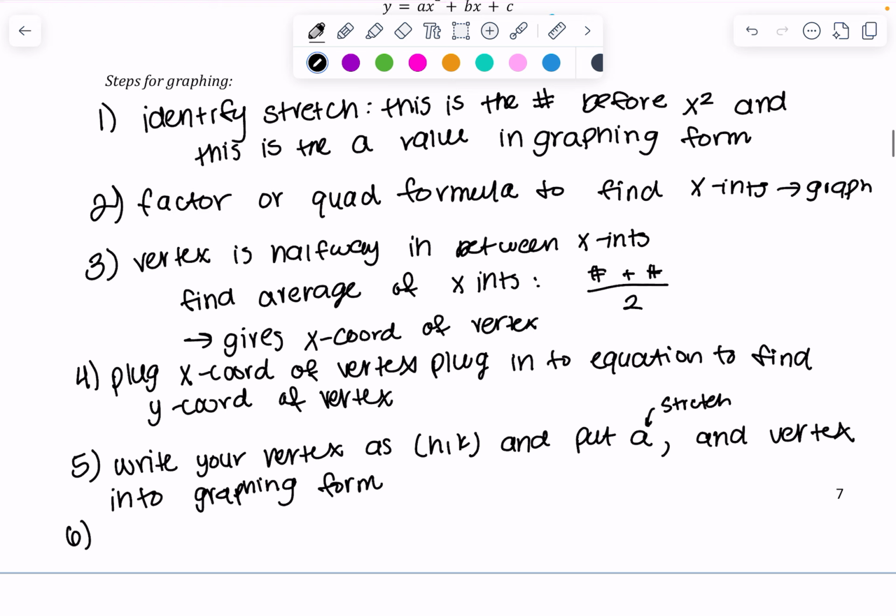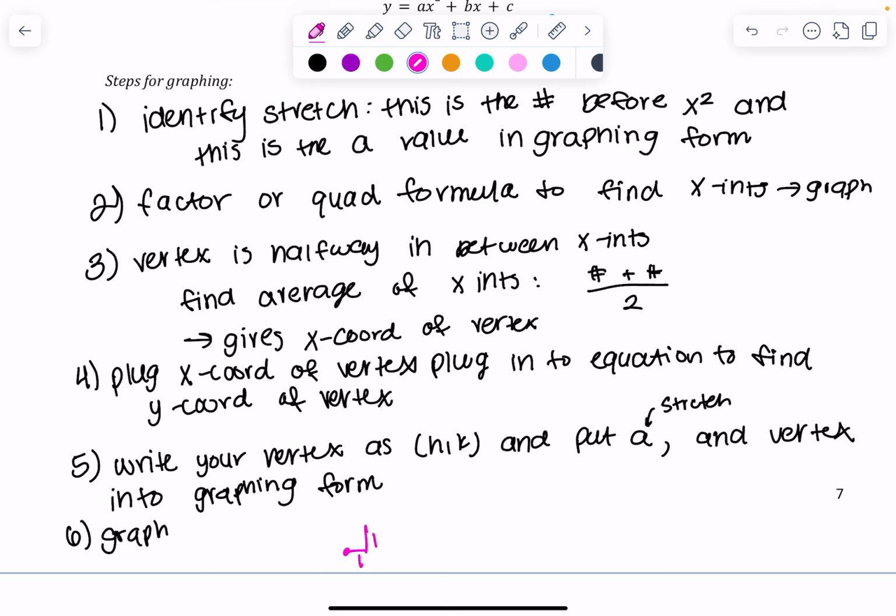Last step would just be, if you haven't already, graph everything. And the cool thing about putting this back into graphing form is we learn how to get some more accurate points from that. We learned our pattern. If we take our vertex and we go out 1, we know on a normal x squared graph, if we go out 1, we're going up 1.